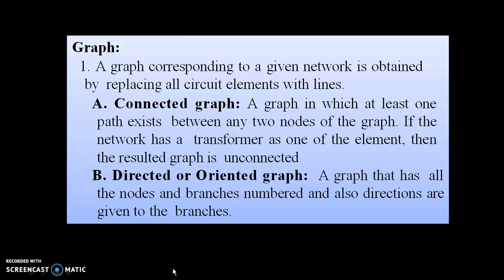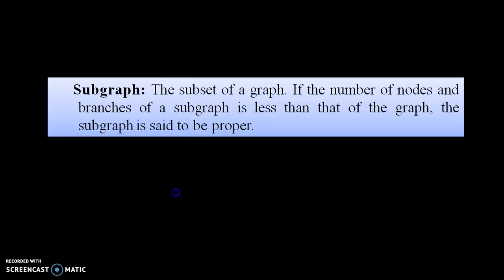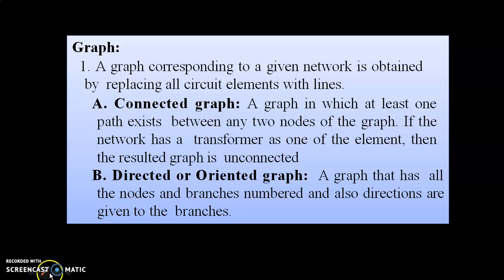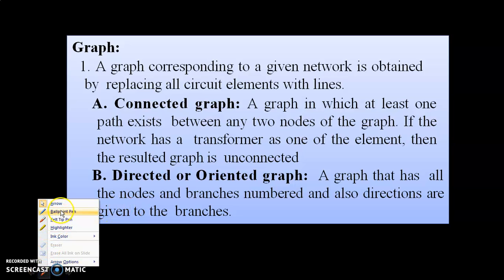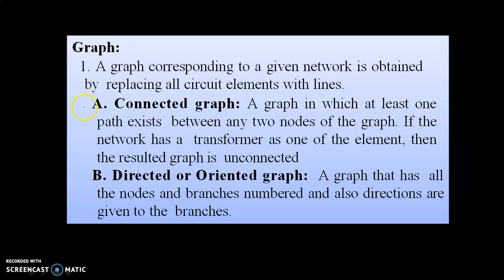There are basically in this category two types of graph we will study. One is your connected graph. This one is your connected graph. A connected graph is one in which at least one path exists between any two nodes of the graph.